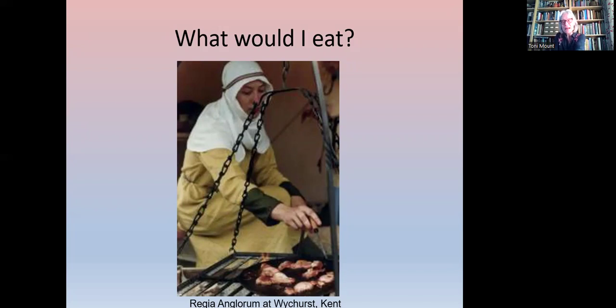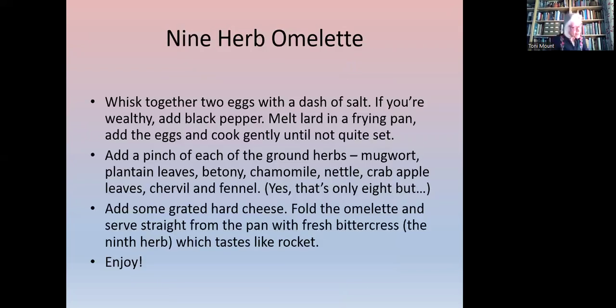Now, the Anglo-Saxons believe that certain plants aren't just good to eat, they're magical. Also, 3 is a magic number, and 9 is even more powerful because it's 3 times 3. Therefore, they have this special 9-herb omelette. It's guaranteed to cure just about every problem. And since we know the Anglo-Saxons ate quite a lot of eggs, so this is the 9-herb omelette.